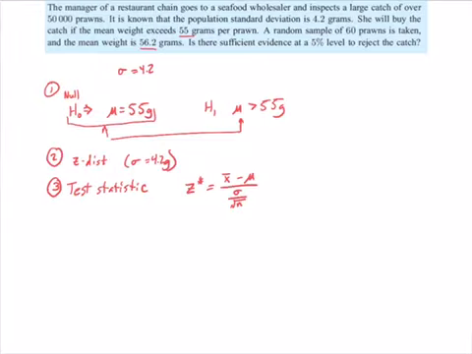So in this case, I'm going to get my test statistic by doing 56.2 minus 55 all over the standard deviation of 4.2 divided by the square root of 60. And I'm going to work that out, and I get 2.213. So that is my test statistic, Z star. So that is essentially the Z-score of my sample here, right? The sample that I took, all right?